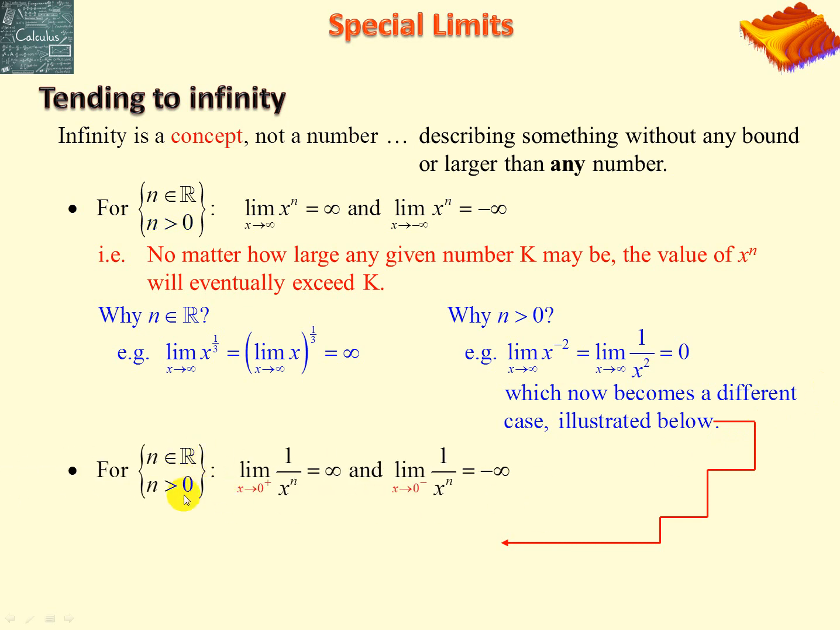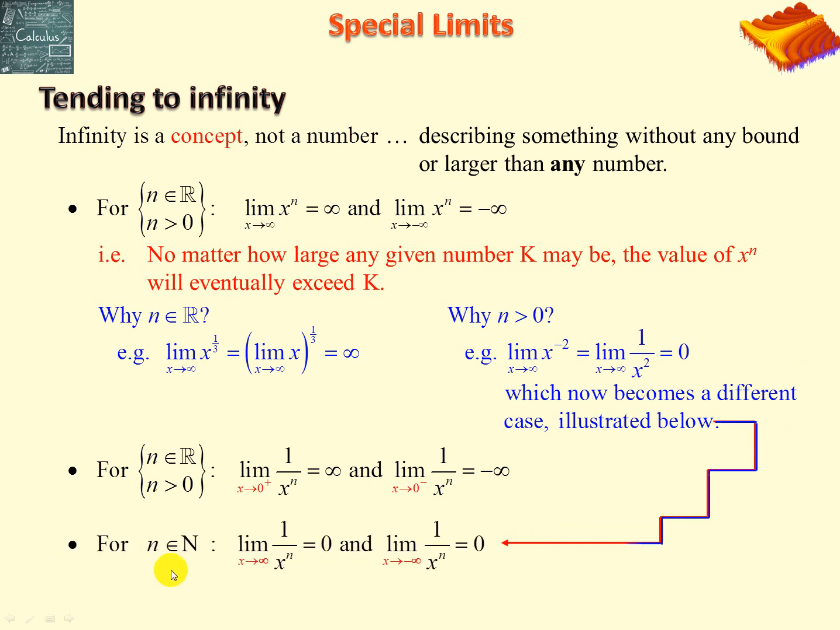Then, once again, for the same situation, the limit of 1 over x to the n as x tends to 0 from the positive side is infinity, and from the negative side is negative infinity, depending on the value of n. Because if n was an even number, then this would go to positive as well. So there are all sorts of extra provisos we need to add and conditions. But we're looking at it simply in this case.